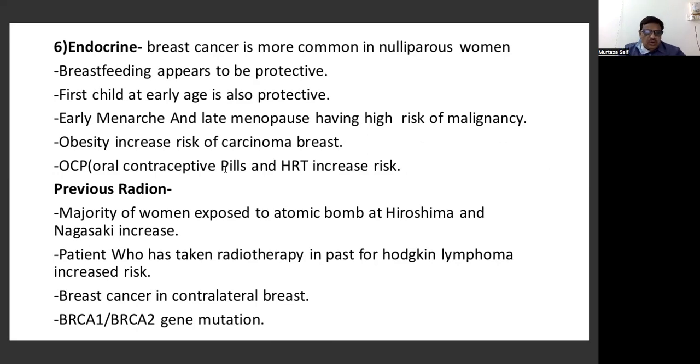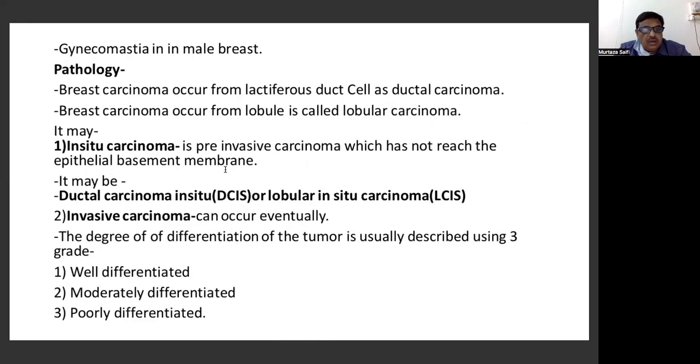Previous radiation: the majority of women exposed to the atomic bomb at Hiroshima and Nagasaki had increased incidence of carcinoma breast. Patients who have had radiotherapy in the past for Hodgkin's lymphoma have increased risk of carcinoma breast. Breast cancer in the contralateral breast is common, and BRCA1 and BRCA2 gene mutation. Gynecomastia in male breast is responsible for the development of carcinoma breast.